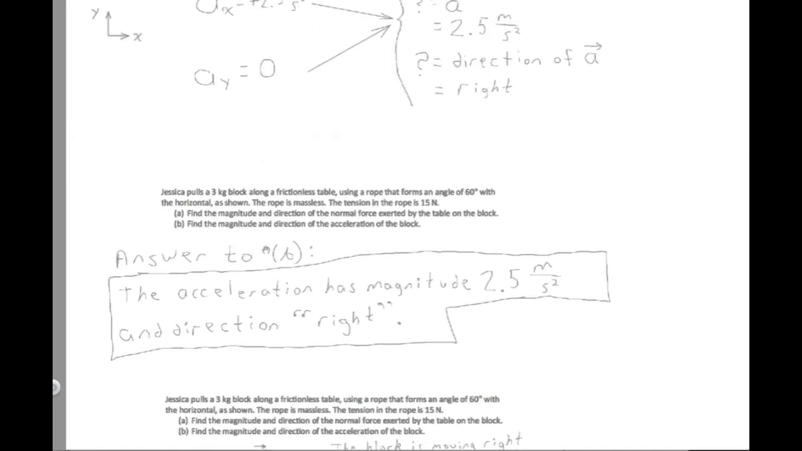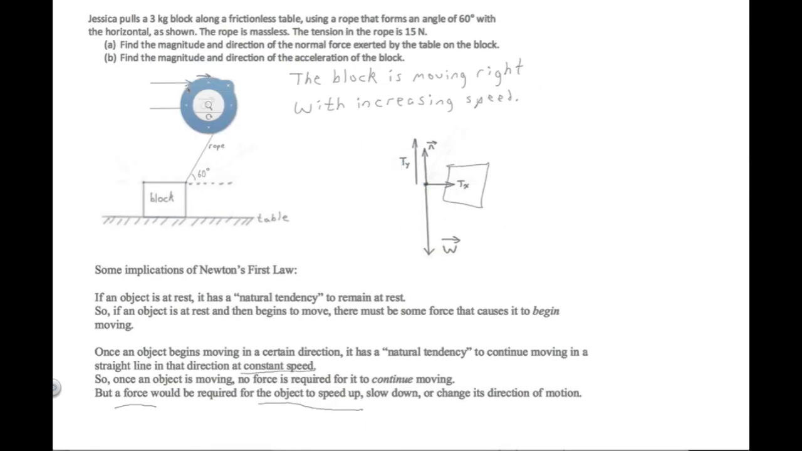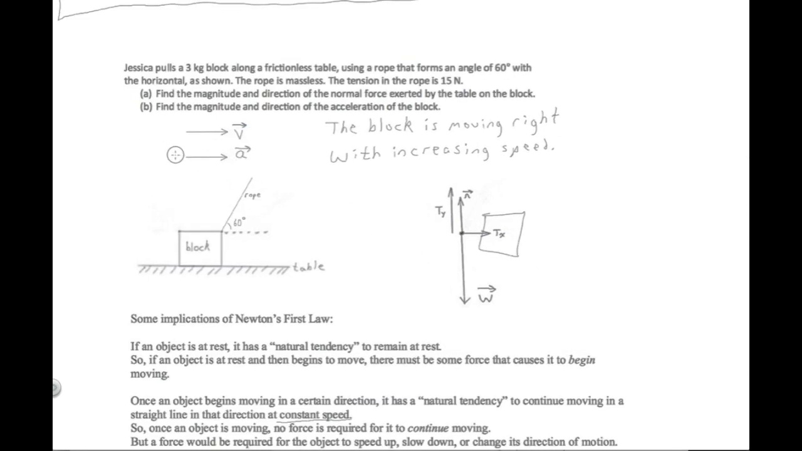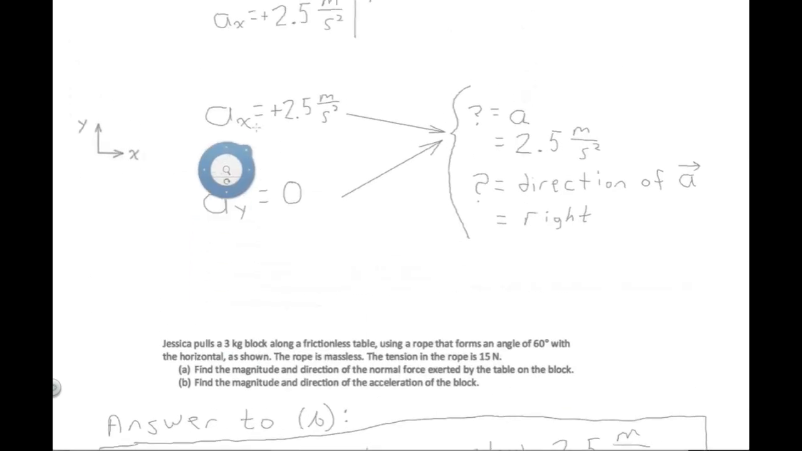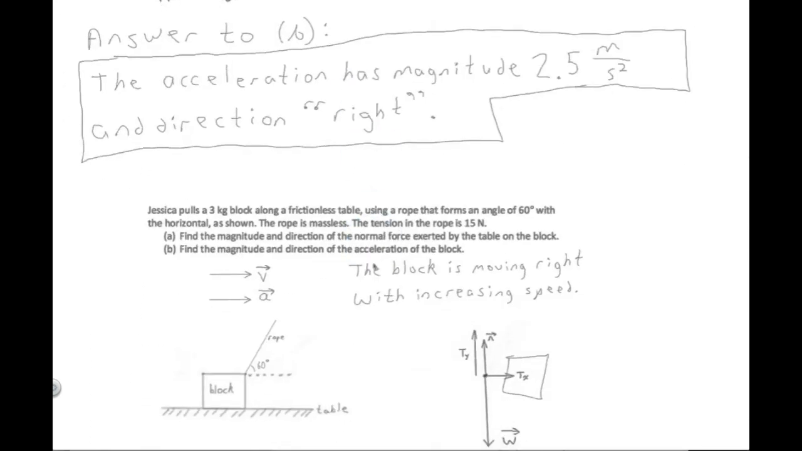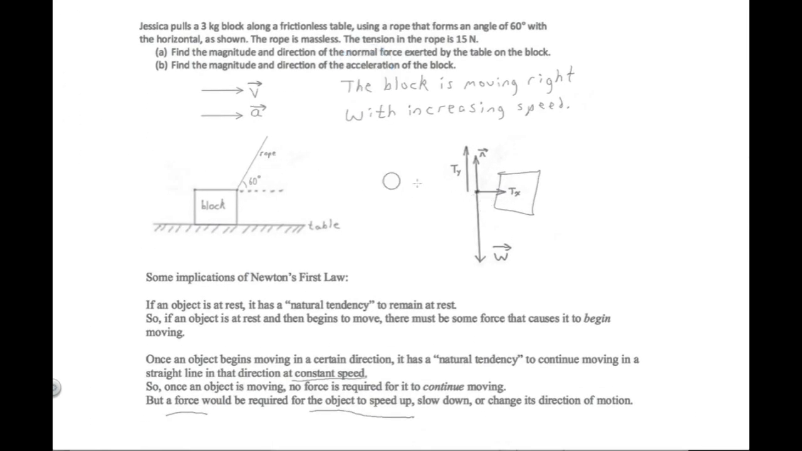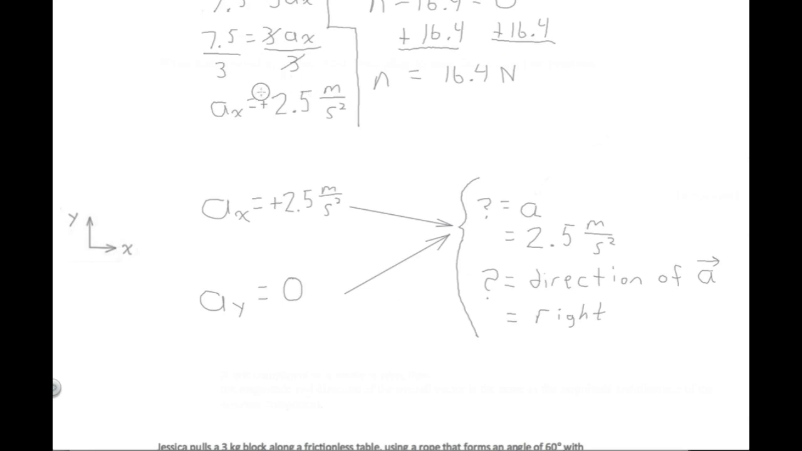So now we see that it does make sense that a sub x came out to be positive. It makes sense that a sub x came out to point in the positive direction because T sub x is pulling the box in that positive direction. If a sub x had come out to be negative, we would know we'd made a mistake because there's nothing pulling the box to the left, so there's no reason why it should have an acceleration to the left. So we've seen that it does make sense that a sub x came out to be positive.